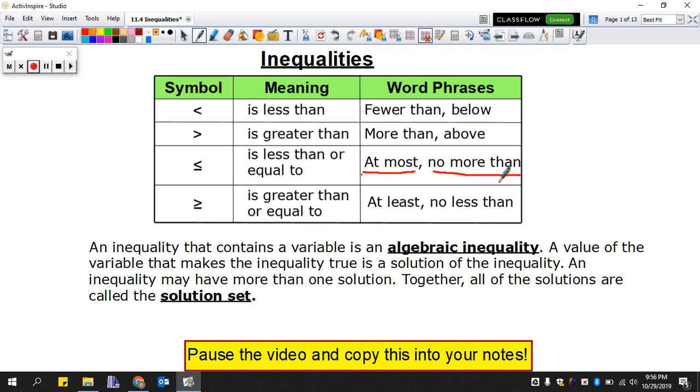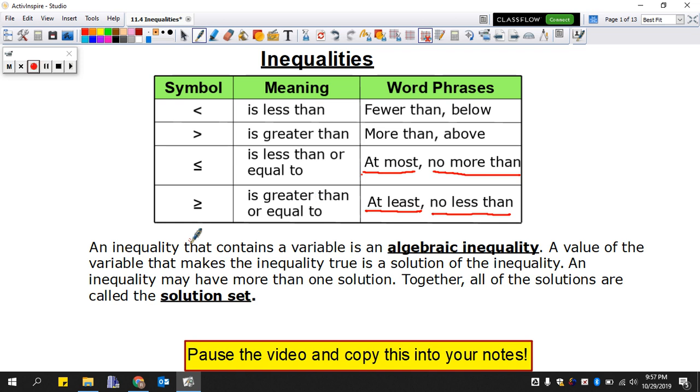All right, so those are some word phrases that mean less than or equal to, and this means greater than or equal to. If you hear somebody say something is at least a certain amount, it means that it's greater than or equal to. Or if they say it's no less than, then it also means it's greater than or equal to.